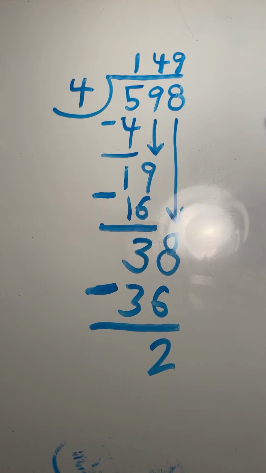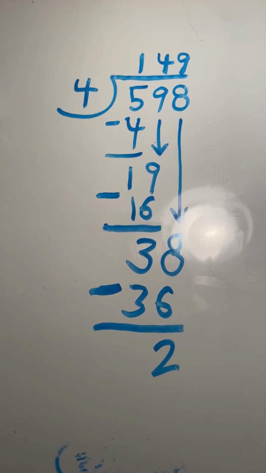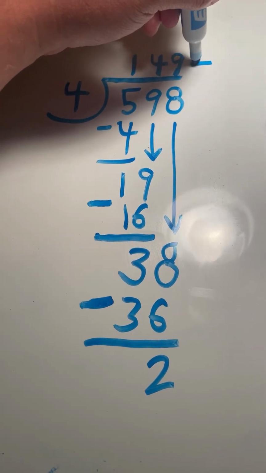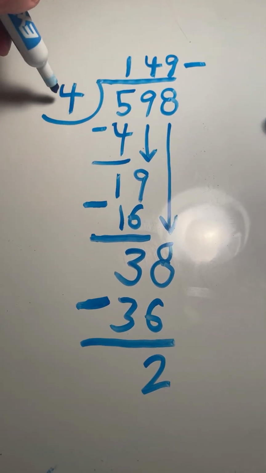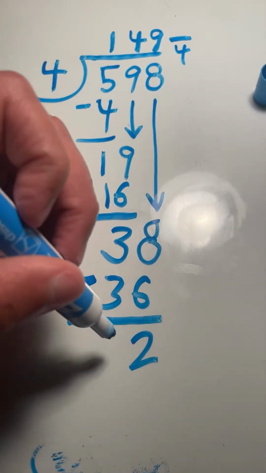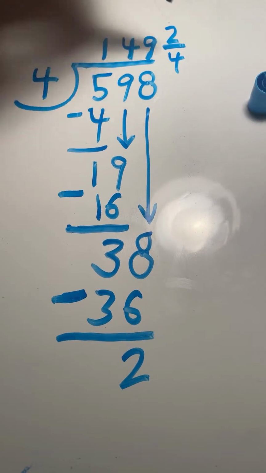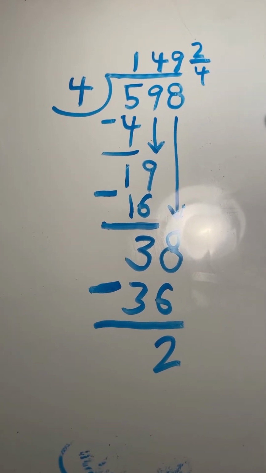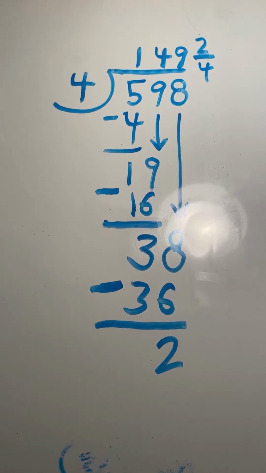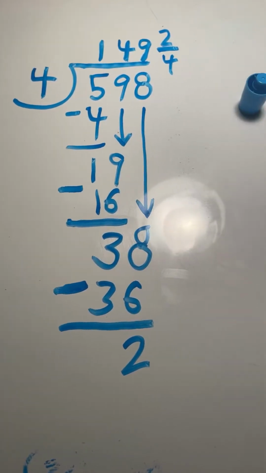Now, if we want to convert that into a mixed number, the number we're dividing by is our denominator, and our remainder is our numerator. So we're dividing by 4 in this problem, so 4 would be the denominator. 2 is what we have as a remainder. So as a mixed number, 598 divided by 4 would equal 149 and 2/4.